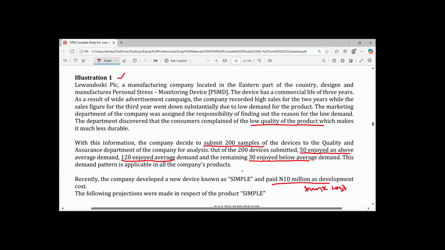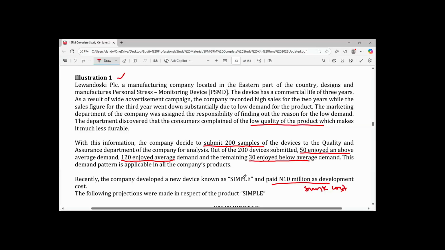I will divide it by the total sample of 200. That will give me 0.25. That will be the probability of above average. Again, to get the average demand, 120 divided by 200, that will give me 60% probability. Then the last one, which is 30 over 200 sample, that will give me 15%. Okay, at the end of the day, I will get my probability.